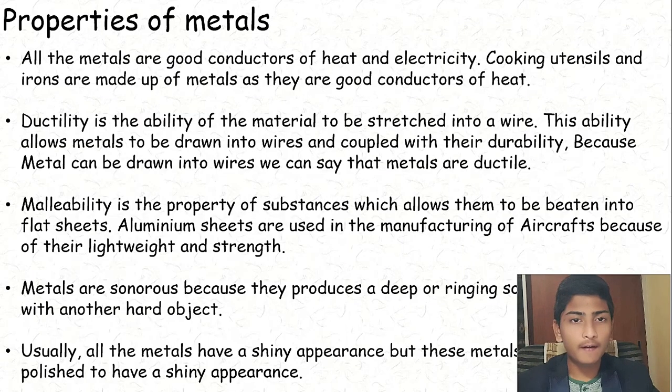Next, properties of metals. All metals are good conductors of heat and electricity. Cooking utensils and iron are made up of metals as they are good conductors of heat. These cooking utensils and iron are examples of this. They conduct heat well. Metals are good conductors of heat.